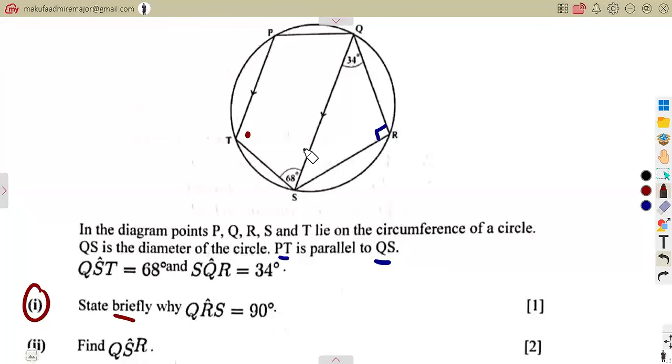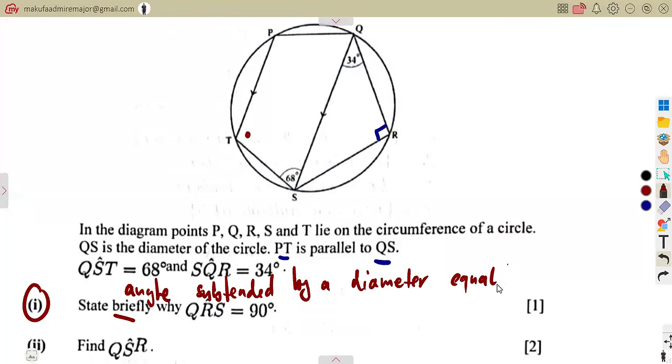On a condition where you're asked to state briefly or to explain this and that, they want you to give a theorem. What is the theorem that is backing up this being 90 degrees? Remember our theorem: angle subtended by a diameter. As long as it is subtended by a diameter, it equals 90 degrees.